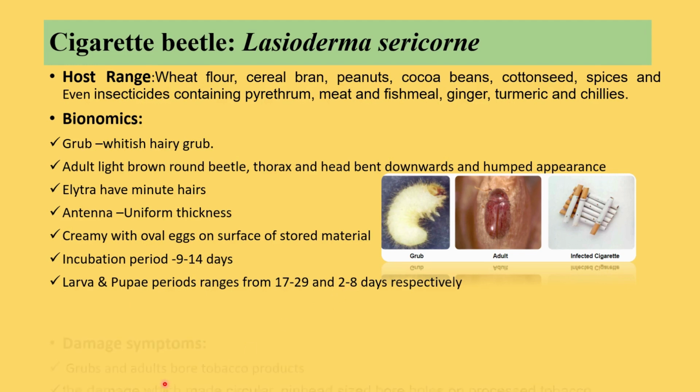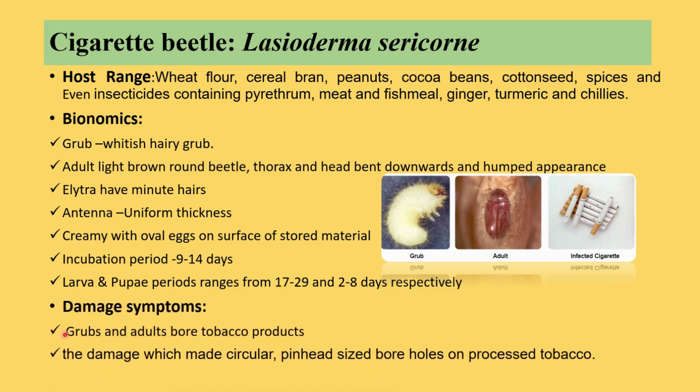Coming to the major symptoms of the cigarette beetle, the grubs and adults bore into tobacco products. The damage appears as circular, pinhead sized bore holes on the processed tobacco.